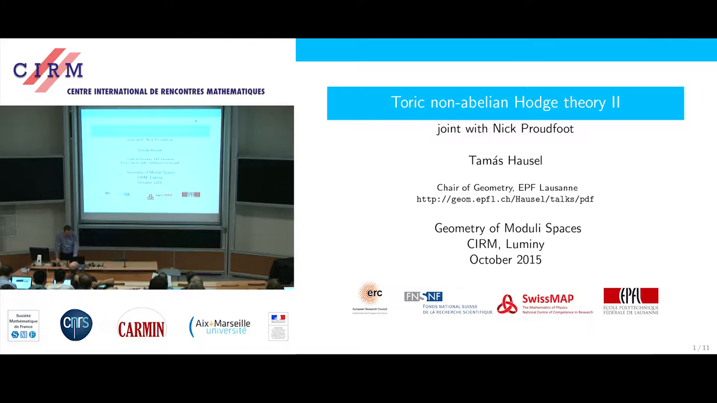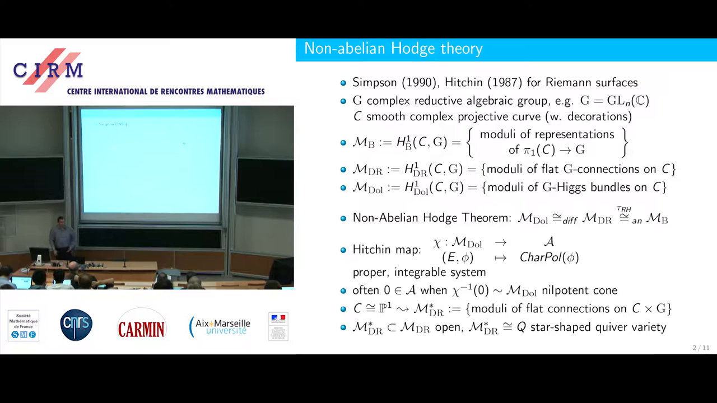Okay. So non-abelian Hodge theory in the form I'm going to present here goes back to Carlos Simpson's work in 1990. But it was motivated by, or a precursor to this was, Hitchin's work for Riemann surfaces. In fact, that's the only case we are going to discuss today. So the setup is this. We start with a complex reductive algebraic group. Basically, for us, it's not a big restriction always to consider GL_n.